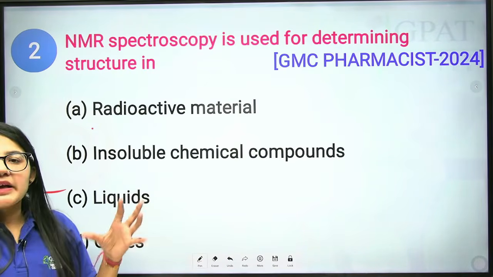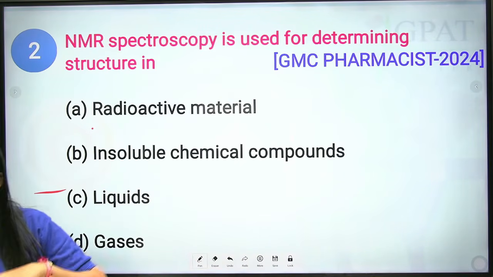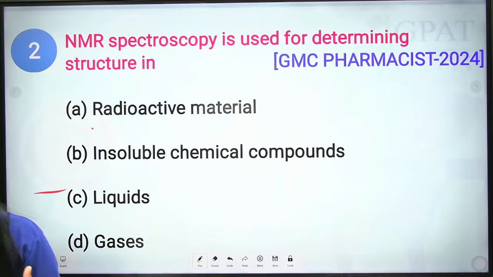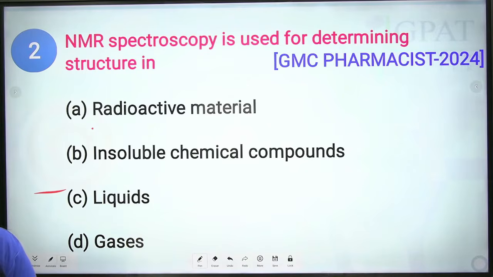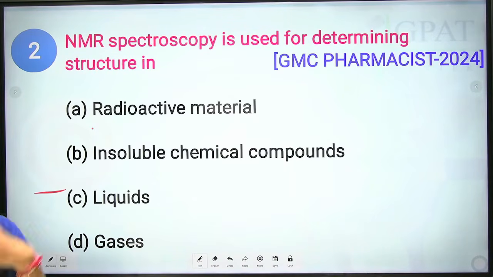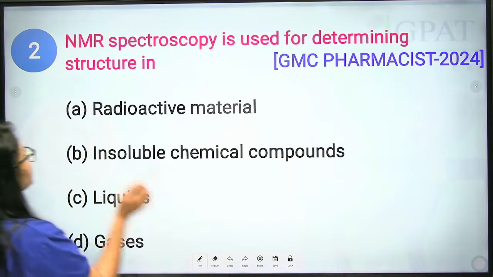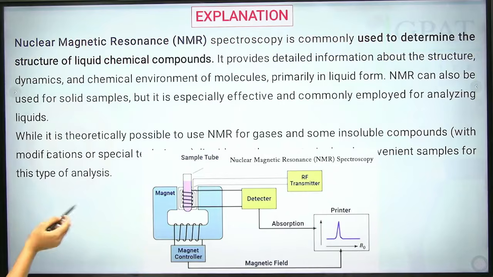So in the liquid state, the molecules rotate rapidly. When they rotate rapidly, it causes averaging of the magnetic fields. They are the different magnetic fields that give clear, sharp signals and easy interpretation of the molecules. That's why liquids are used. Clear? Okay. So the correct answer will be option C, that is liquids.